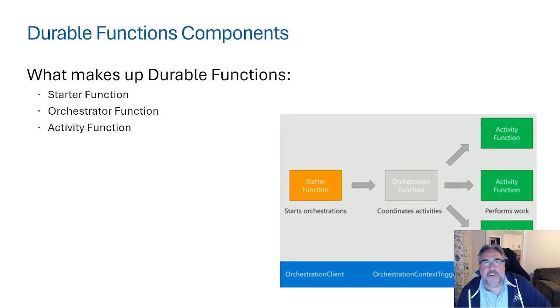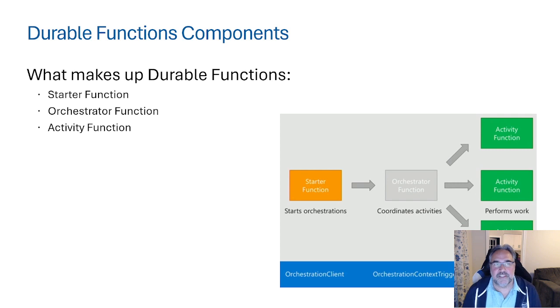So the components of durable functions. What makes it up? If you're familiar with Azure Functions, you have your function application, and then inside your function application you have functions, and your functions can be HTTP trigger functions, they could be queue functions, event hub functions, Cosmos DB functions. There are all kinds of triggers functions can be invoked on.